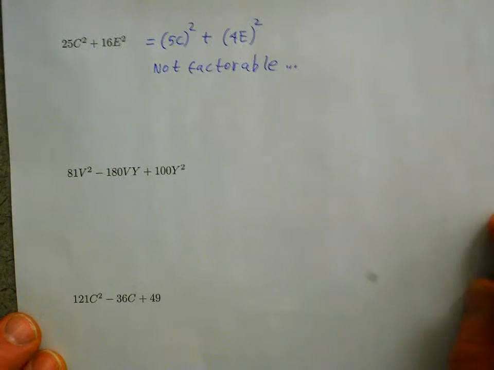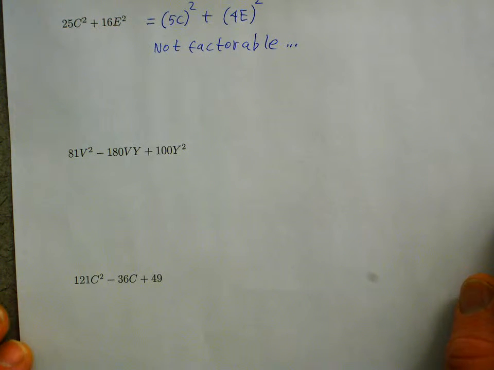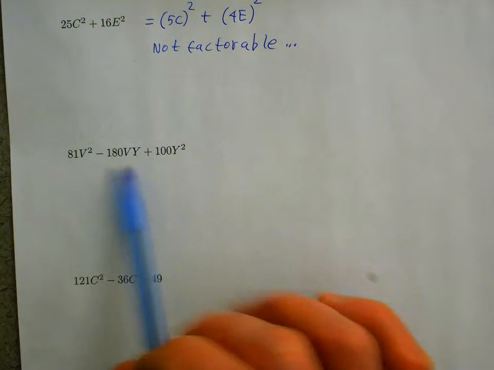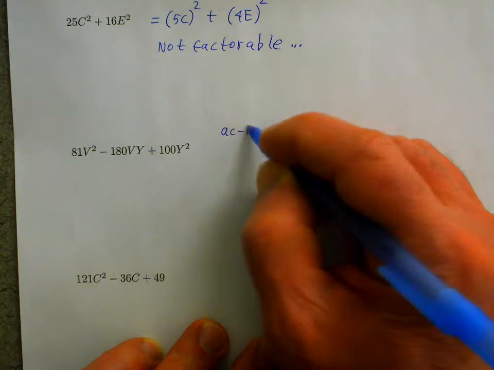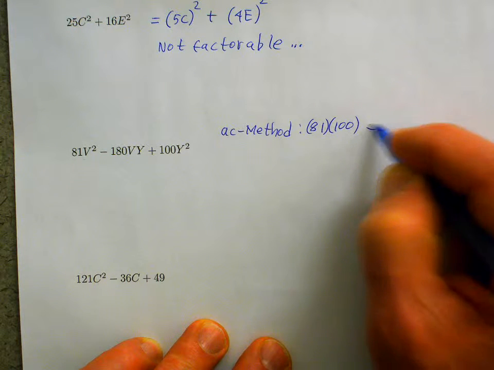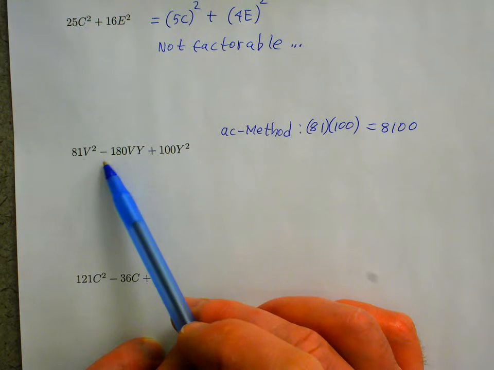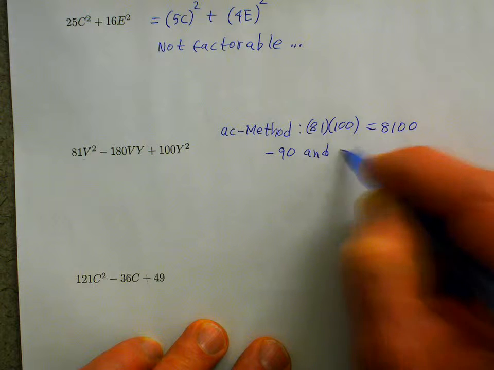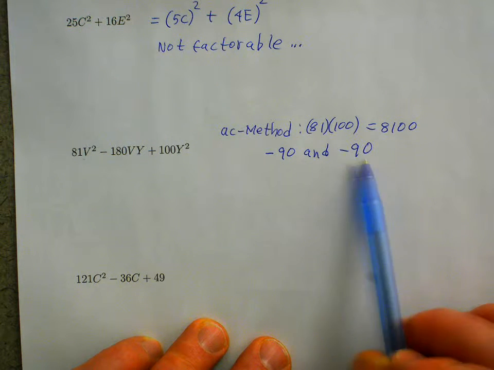Okay, the next one, 81v to the second minus 180vy plus 100y to the second. The greatest common factor of all three terms is 1. So let's use the AC method on this one. So 81 times 100 is 8100. Two numbers that have a product of 8100 and a sum of negative 180 are negative 90 and negative 90. Negative 90 times negative 90 is positive 8100. And negative 90 plus negative 90 is negative 180.